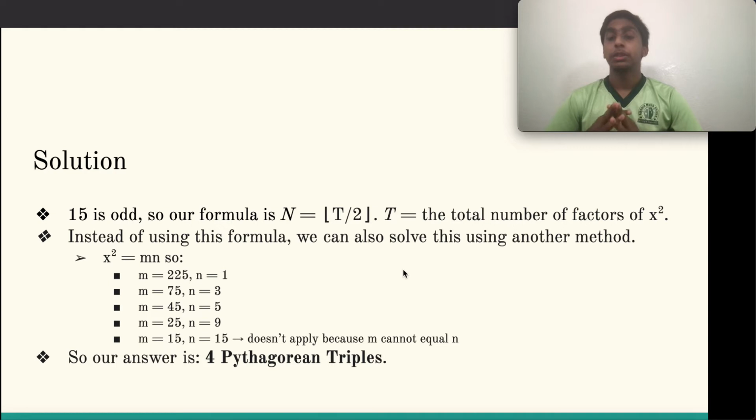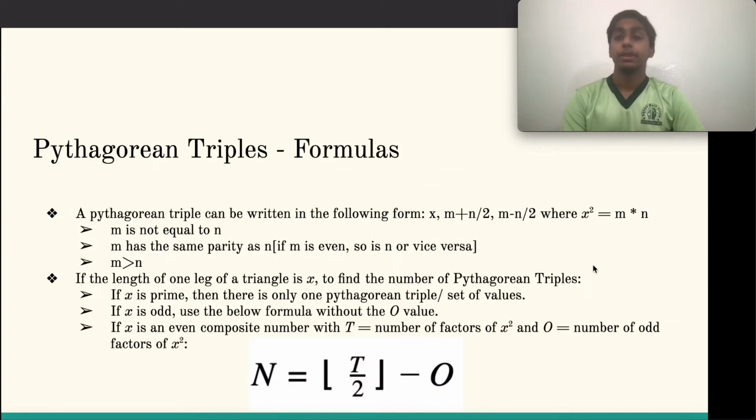But instead of using this formula, we can also solve it using another method. Remember that you can represent a triple as the following: x, (m plus n) over 2, and (m minus n) over 2. So we can try to represent it as that, and then try to find the different triples that you can form using that. Remember, back then we learned that x squared is equal to mn. You can see it right here, and you have our triple written in this form.